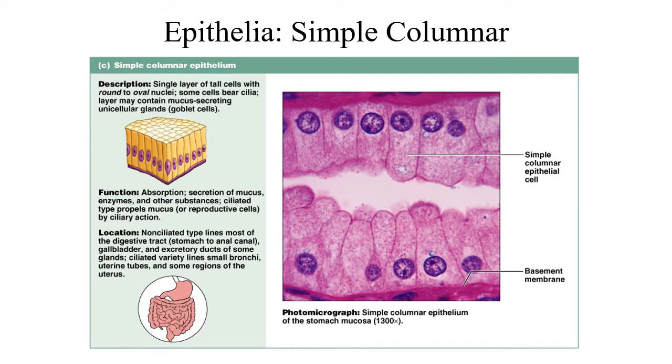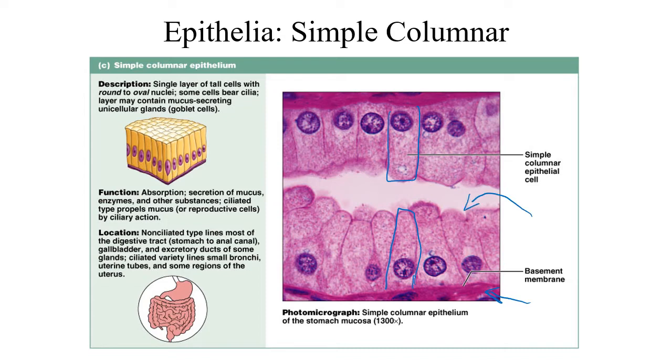Simple columnar, we have cells that are taller than they are wide. So these cells now have a column type of a shape. Once again, they are a single cell layer thick. And so we have our basal surface down here. We have our apical surface over here within the tissue.